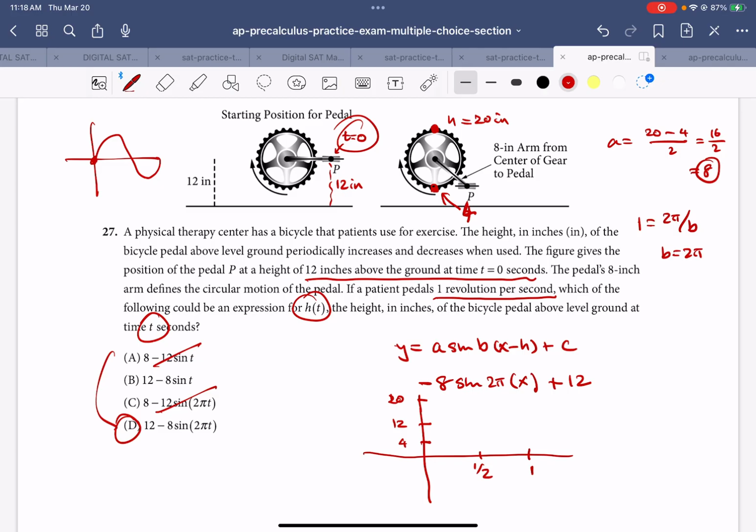So it starts from here, and then you're going down to here, and then go back up, and then go up, and then go down again, right? So it ends at the same location after 1 second. So this kind of graph will explain this situation. Okay, so the answer should be D.